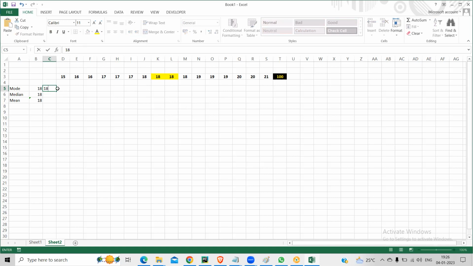Mode is talking about the value which has maximum occurrence, right? So you have to get too many people with 100 marks in order for the mode to change. Otherwise, your mode is not going to change, right? Mode will be same. What happens to median? It's same only, middle value.